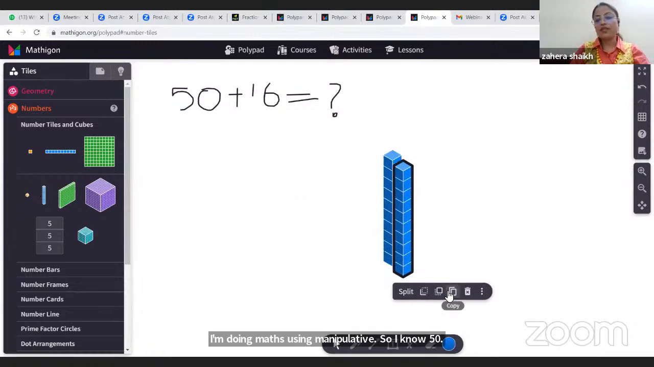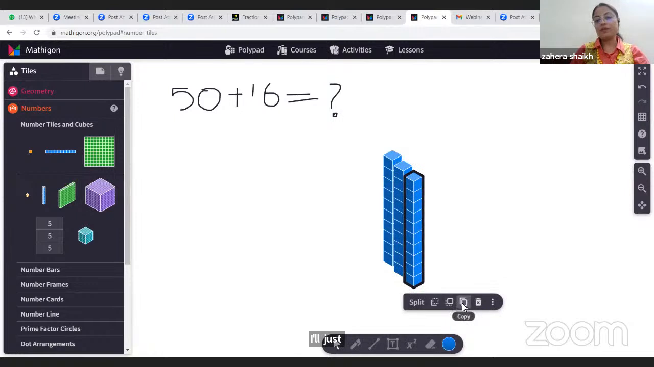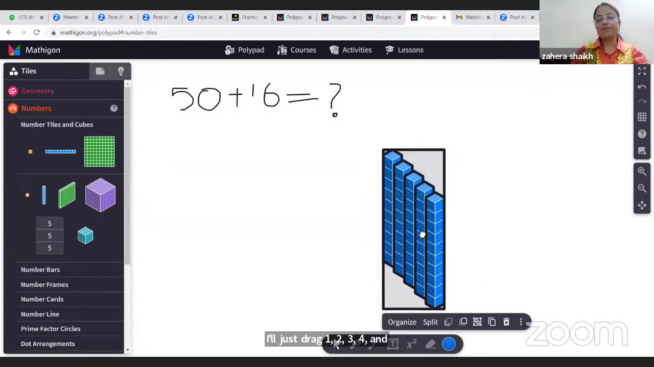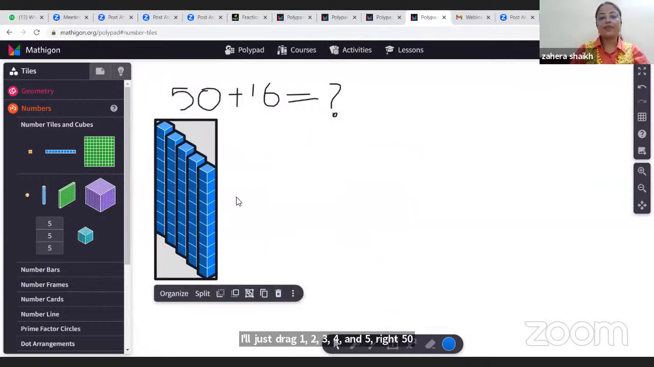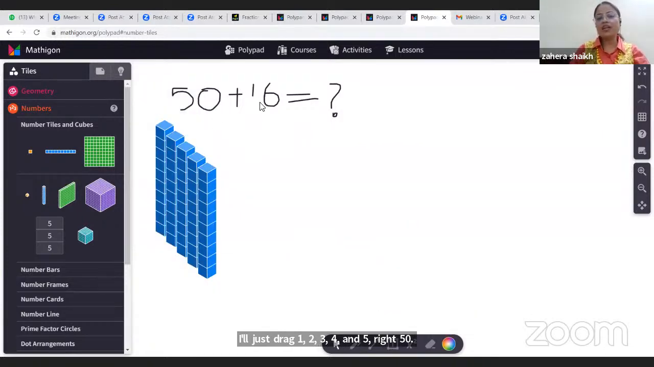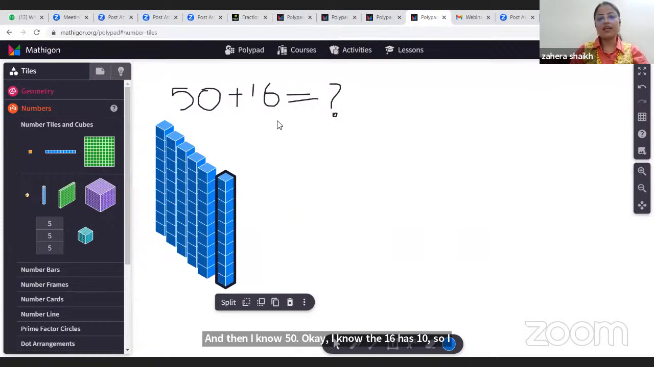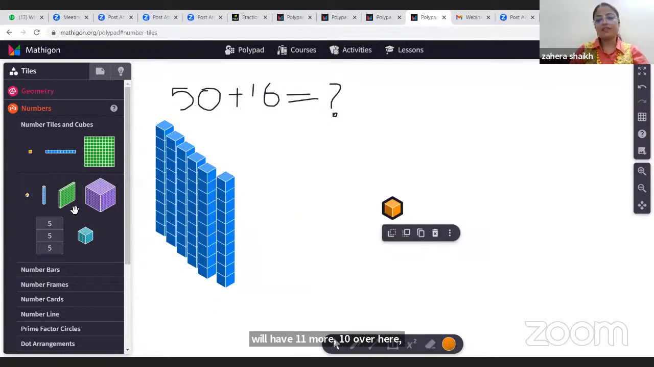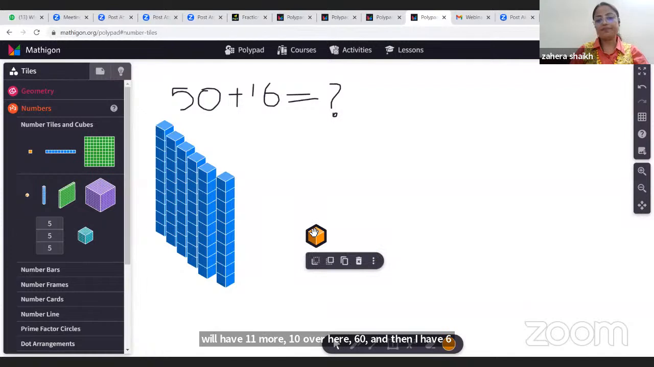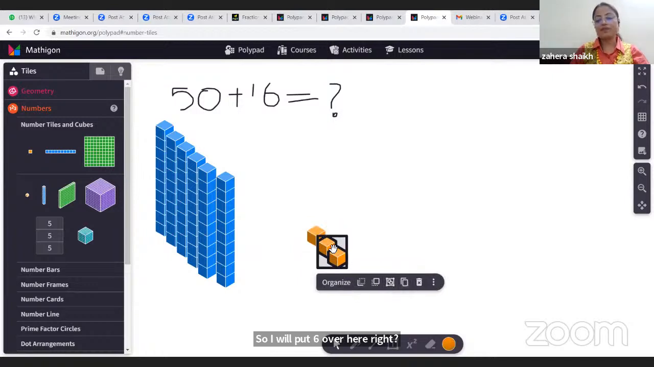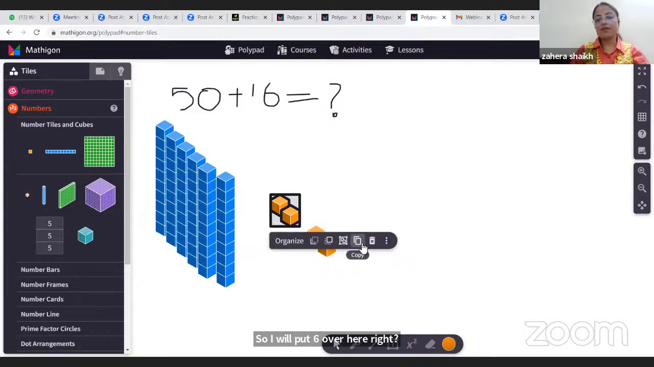1, 2, 3, 4, and 5, right? 50. And then I know 50. Okay, I know this 16 has 10. So I will have one more 10 over here, 60. And then I have 6. So I will put 6 over here, right? So this is my 6.